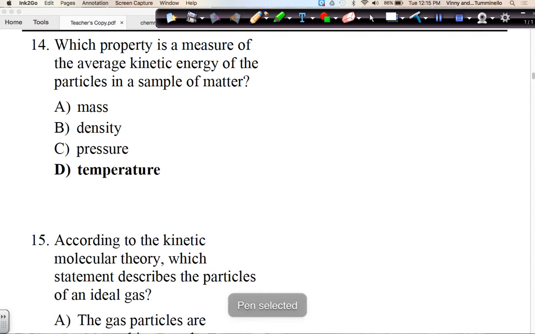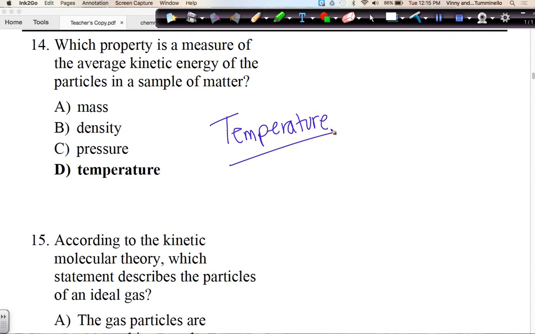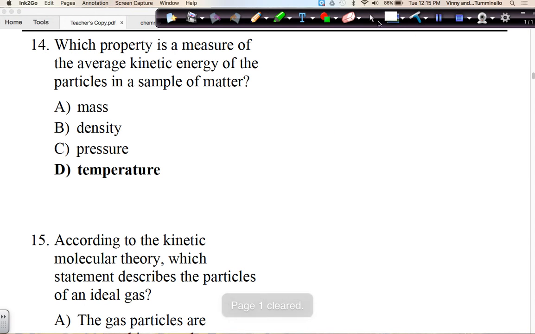For number 14, the average kinetic energy of the particles in a sample of matter: remember that temperature measures the average kinetic energy. This is a straight definition question, number 14.